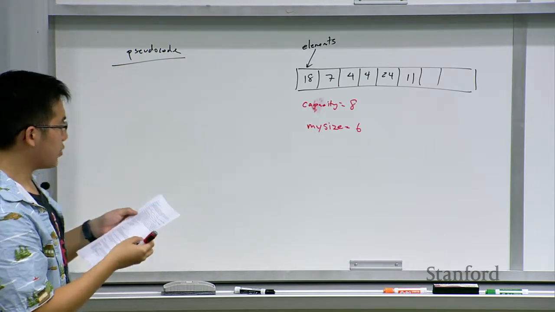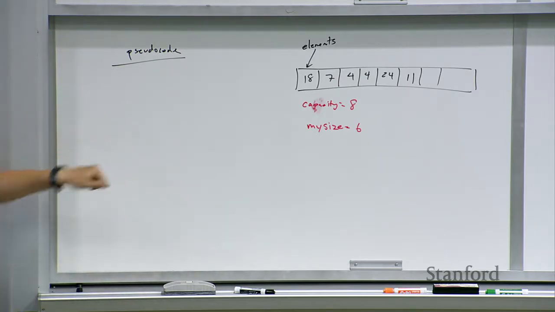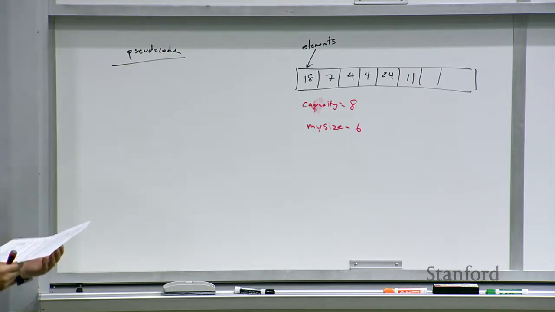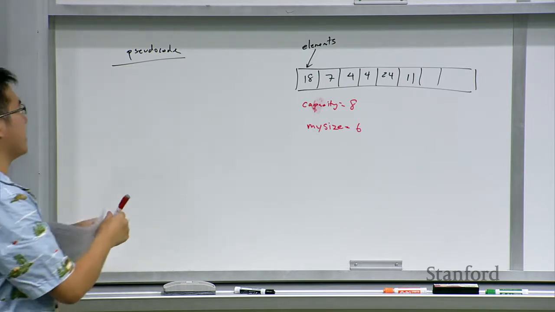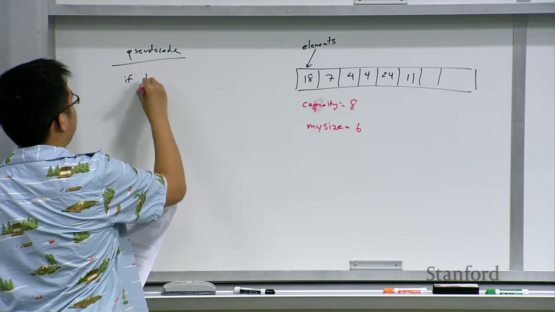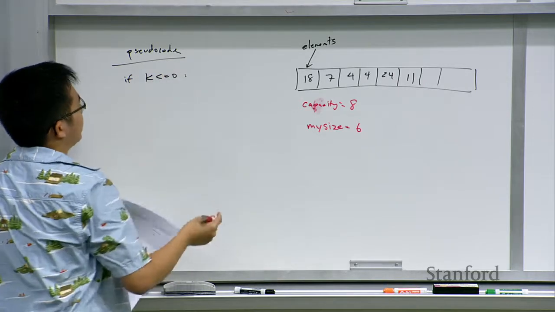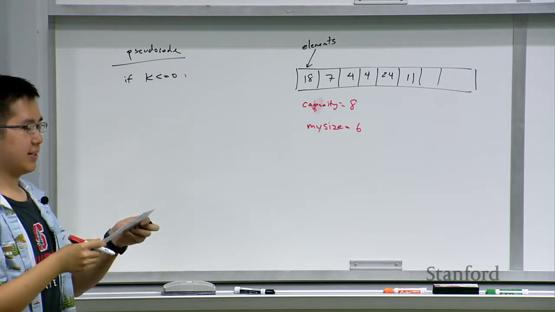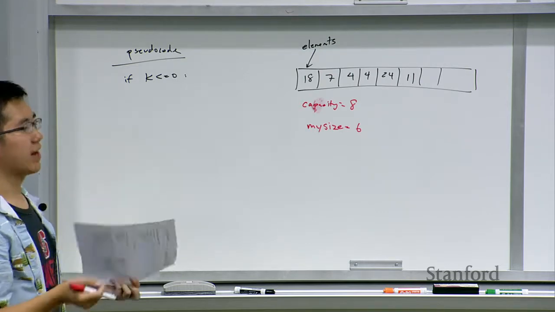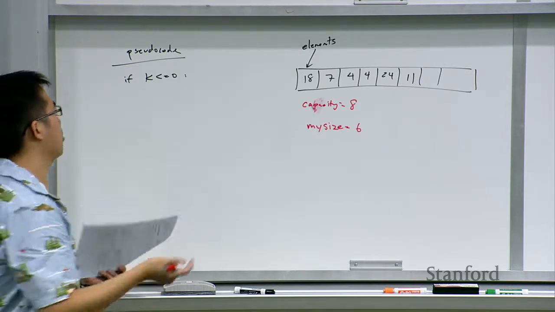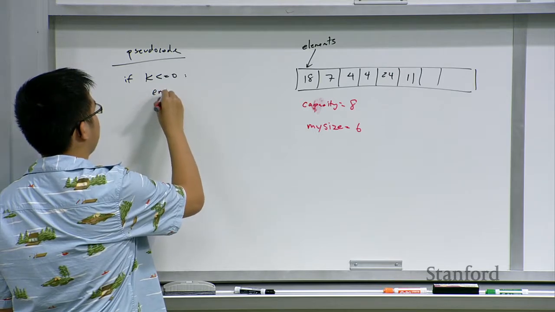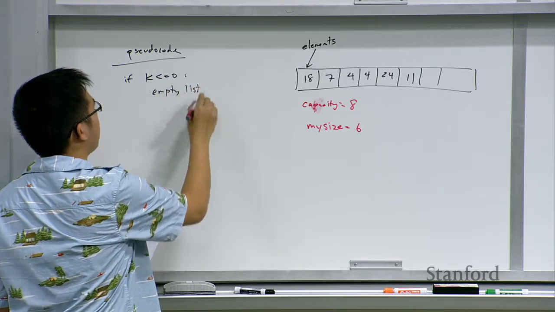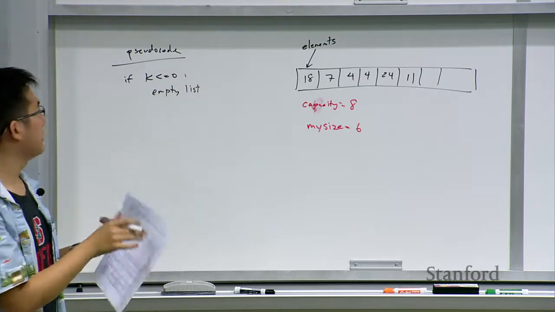All right, so the thing is we want to stretch this array. A couple of things we have to think about. First, if k is less than or equal to 0, then according to the handout, our array int list should be empty. So we should just empty the entire list. We'll worry about how to do that exactly next.